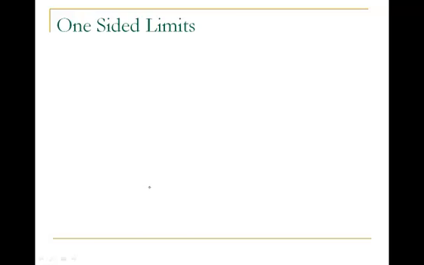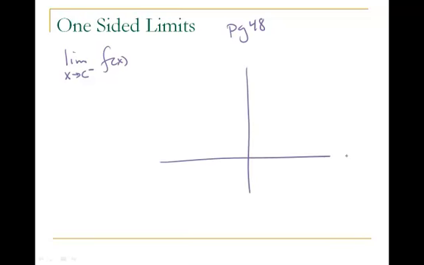One-sided limits. If you take a look at the top of page 48, you can see the definition of one-sided limits. And it is read this way: the limit as x approaches c, and they did from the left first. That minus sign says we are coming from the negative side of the graph, or from the left, of f of x. So what they're asking you to find here, let me give you an example with a step function.